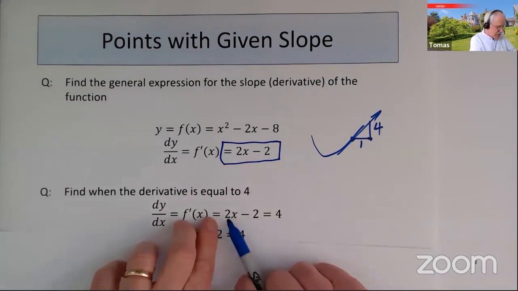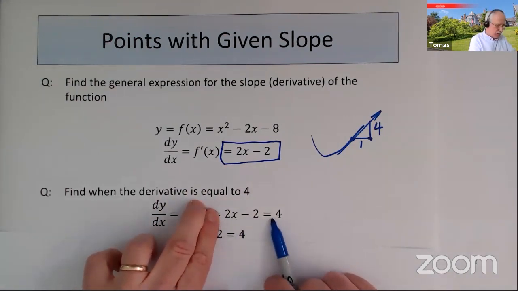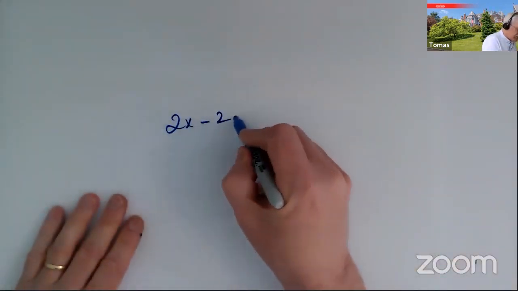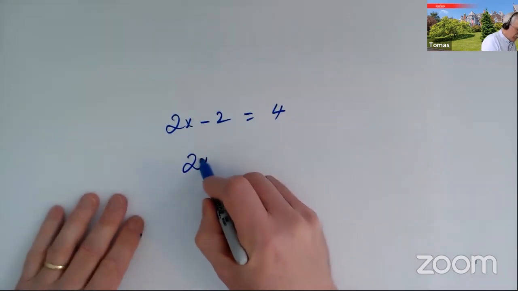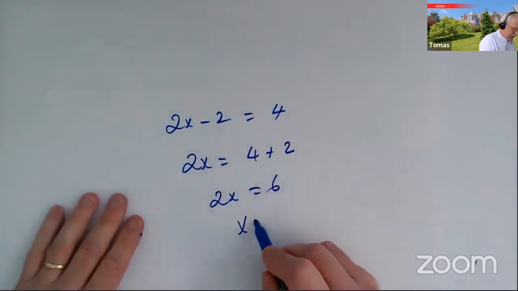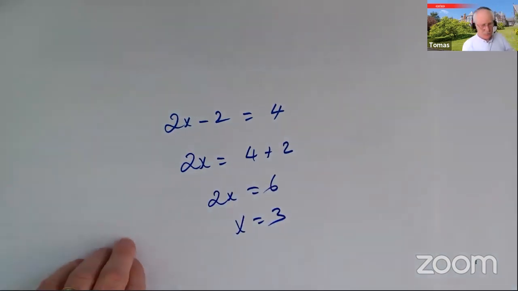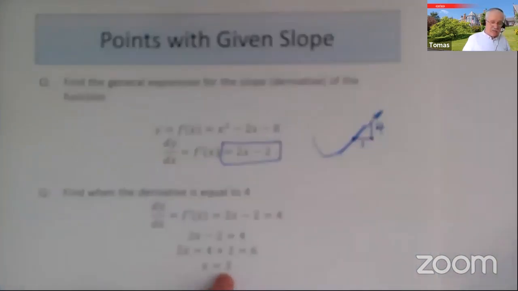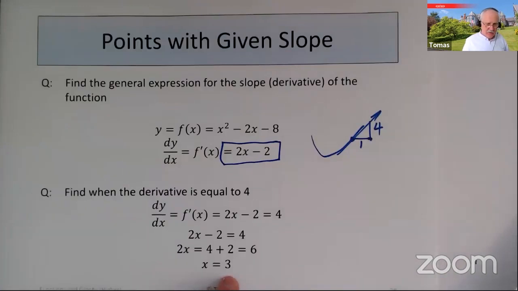So when is dy/dx equal to 4? Well, it's the same as doing dy/dx equal to 0. I just say, when is dy/dx equal to 4? So when is 2x minus 2 equal to 4? When 2x is equal to 4 plus 2. When 2x is 6. When x is 3. Okay, so this is telling me when the x value is 3, the slope is 4. That doesn't tell me the point now. It just tells me the x value.